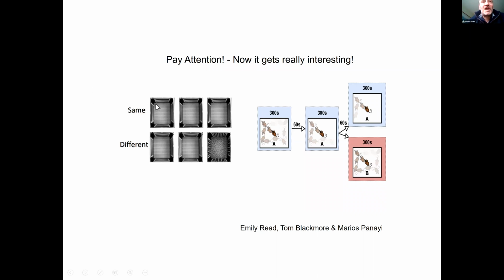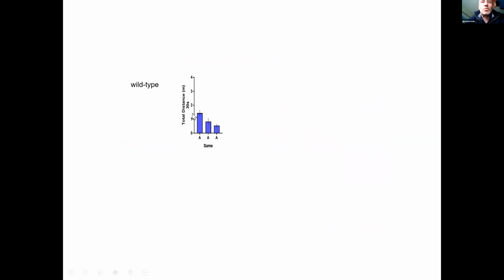Now, half the animals are going to go through box A, box A, box A, and half the animals are going to go through box A, and then on the third trial, they're going to be exposed to a different box B. Of course, what we'd expect is that normal animals will habituate and explore less and less across the 3 exposures to A, but then exploration will be reinvigorated when the animals are placed in B. And that's exactly what we see in the wild type mice.